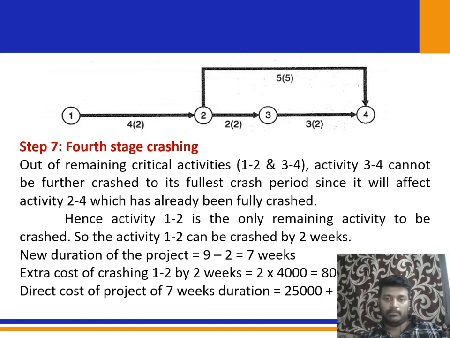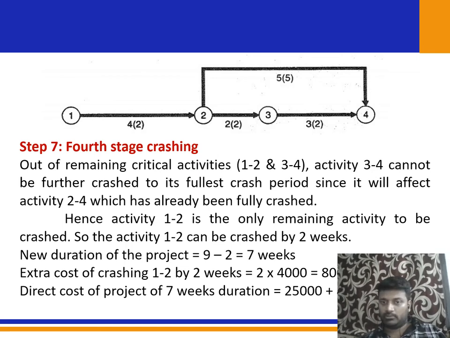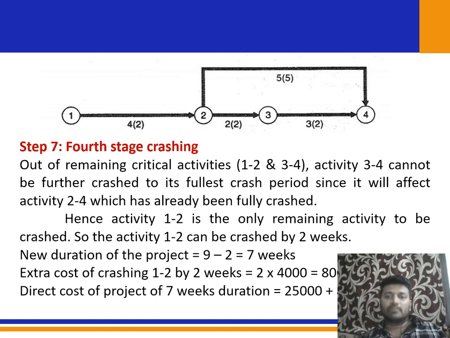And the one thing you need to see is, you can see 2 and 3 you cannot crash further, okay? But 3 and 4 you can crash. But the problem is, when you crash 3 and 4, it becomes 2 plus 2, that is 4. But you cannot crash the 2 and 4, because 2 and 4 you cannot crash further, okay? Because that limit is 5, and you already have a normal duration up to 5. So the 5,5, there is no extra duration in the 2 and 4, okay? So that is the reason we are not going to crash further for 2, 3 and 3, 4, okay?